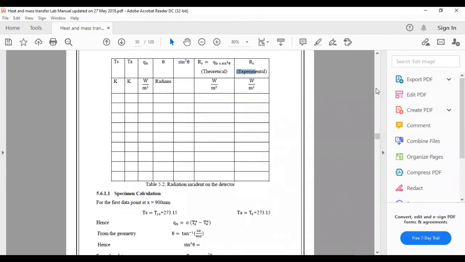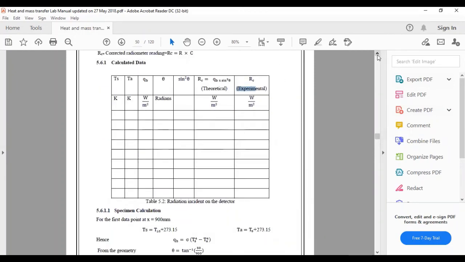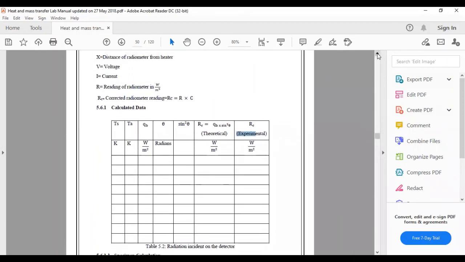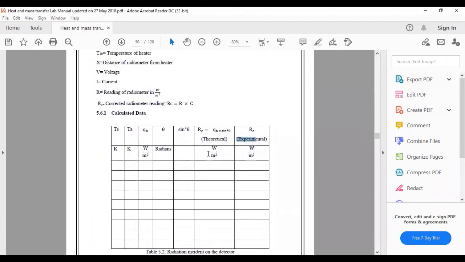And this is all about our lab session number 4, in which we have used the concept of shape factor as well, and we have measured the value of radiation intensity, one theoretical and the second from the experiment, and we have compared both of them.